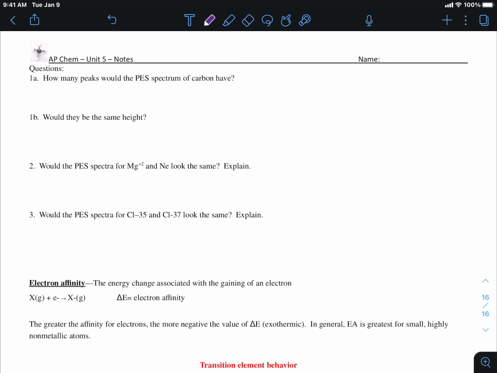So, how many peaks would a PES spectrum of carbon have? Find carbon, maybe write out its electron configuration if that helps you. How many peaks would that have? Yeah, it should have 3. There are 3 subshells. Would they all be the same height? Yes. Don't they all have 2 in them, right? So if we drew this one, it would look something like this. Follow? The 2s and the 2p are close to each other. Why are they close to each other? Same level, yes.